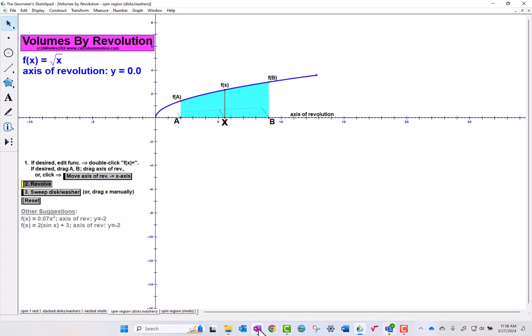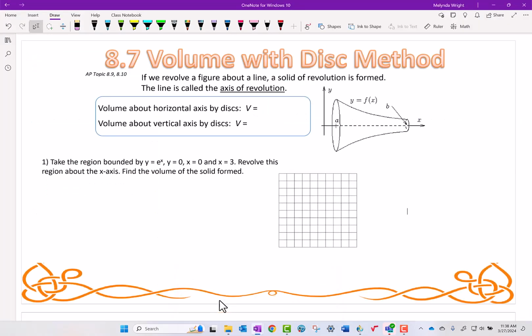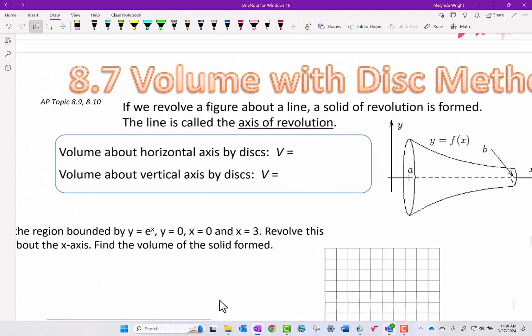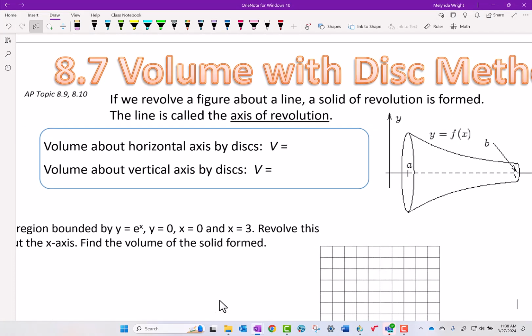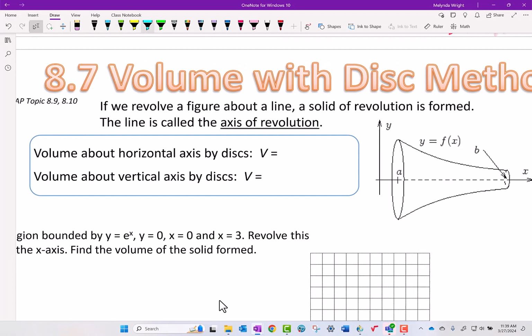So let's look at our example. Our formulas are contingent upon what kind of axis we're rotating about. If we're rotating about a horizontal axis, then we're going to use this formula. It's going to be pi, integral from a to b, of the radius, I'll say r of x, a formula for radius, squared. It's just pi r squared. That's the formula we're going to need.